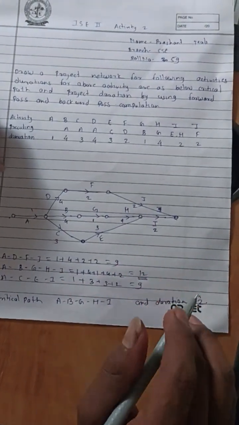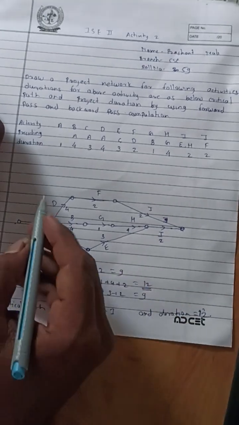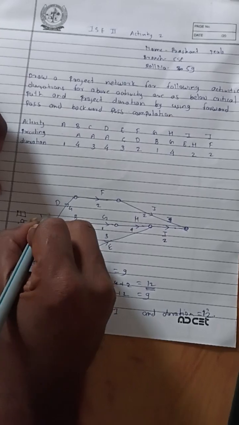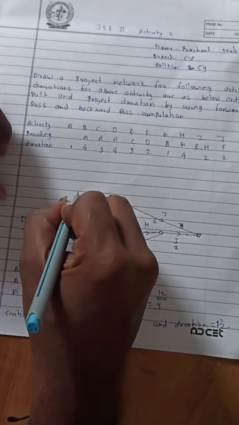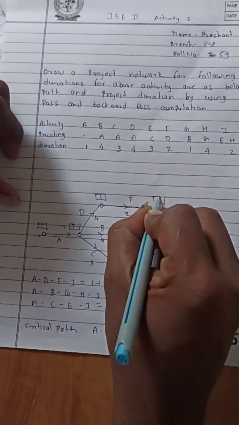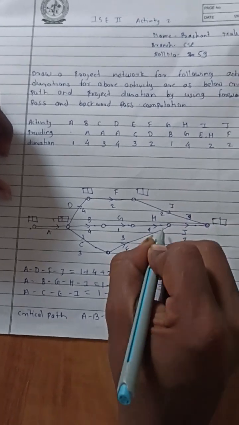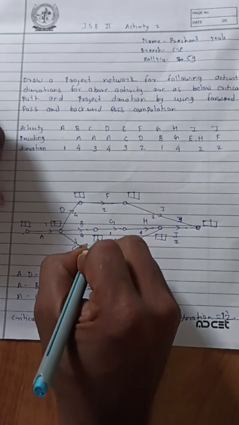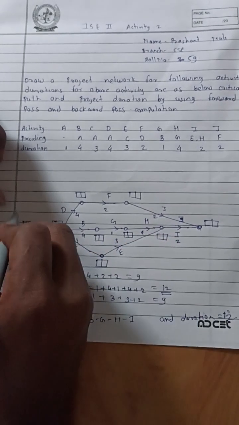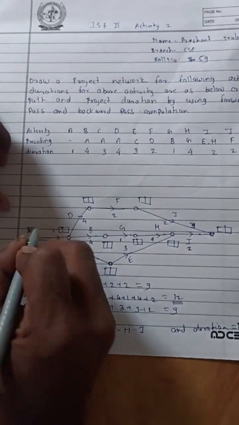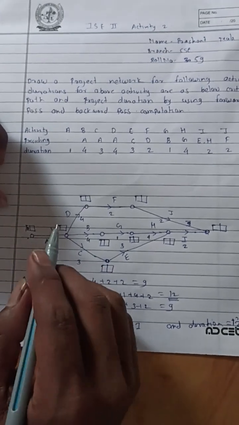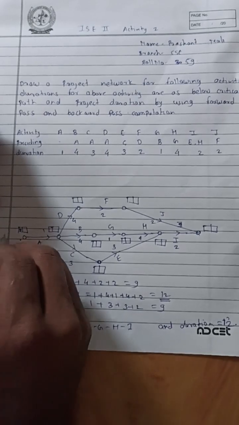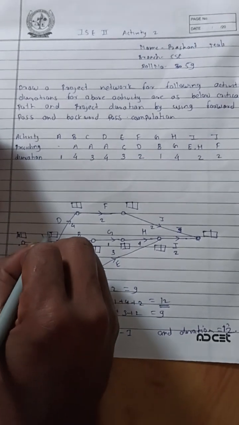We can also find the path using forward and backward path computation. For that we have to create some boxes at every node. See, these are the boxes at every node. Now here we start with 0, and at a junction we put the highest value of that route. So in this junction there is only one value, this is 1.